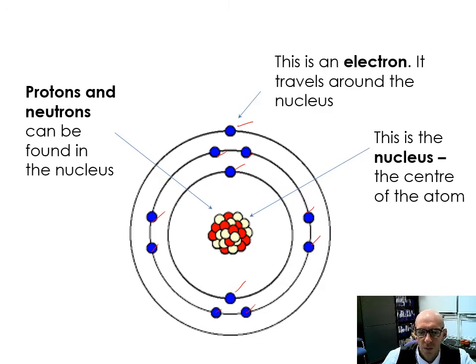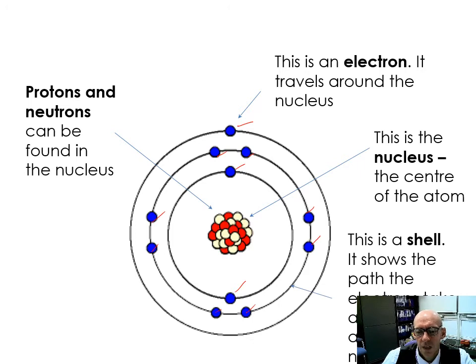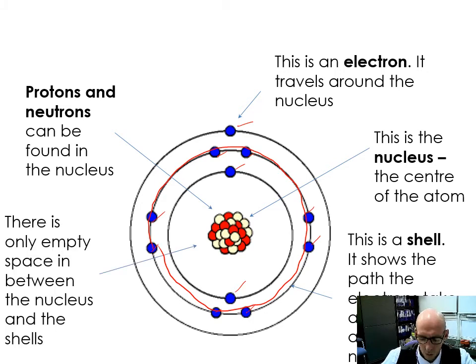This is the electron travelling around the nucleus. And this is the shell that shows the path of the electron. So it's not a physical thing, but this electron here, for example, is going wee, wee, and orbiting round and round and round. So all of the rest of this in the atom is empty space. And that makes up most of an atom.